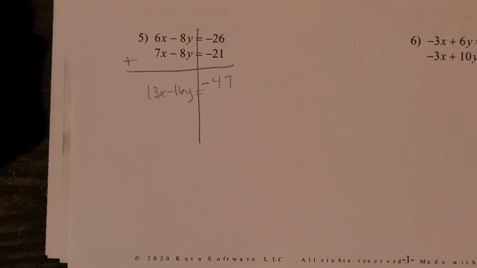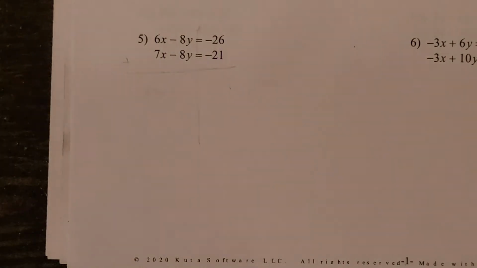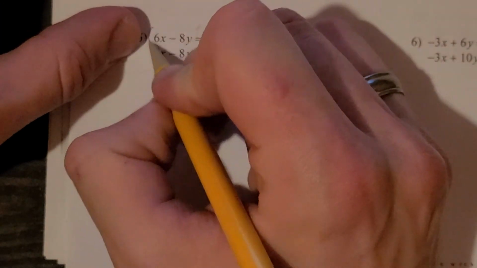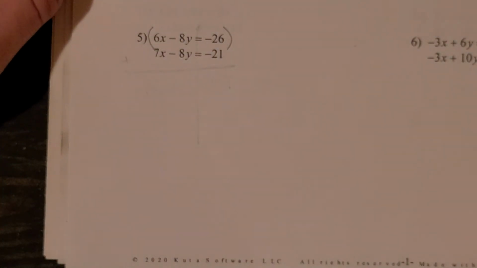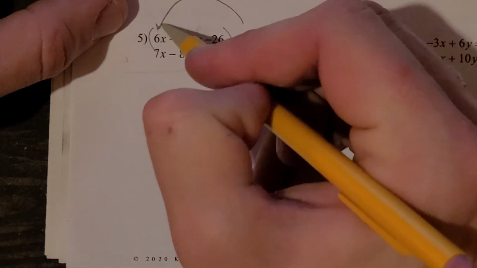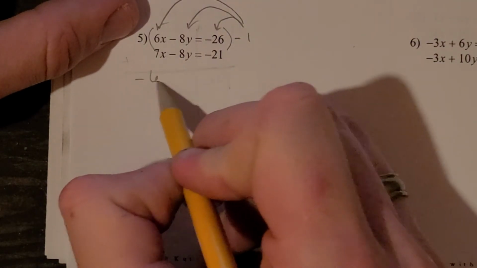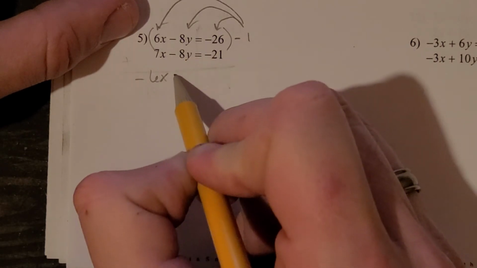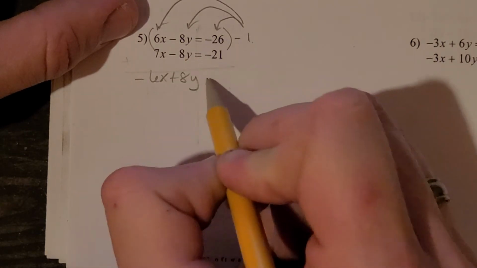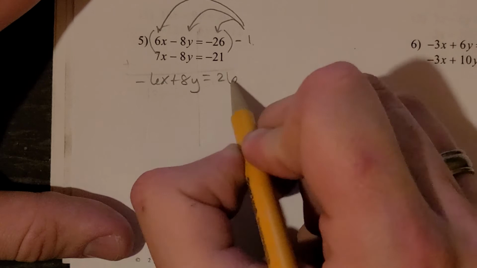Great. Wait. Nothing canceled. Shoot. Did we do something wrong? Yes. We have a couple options here. You can try and give up. Not recommended. Or you can use your sick algebra skills to do some manipulation. What if I took this top equation? I'm going to do something else weird. I'm going to multiply this entire top equation by negative 1. It means I'm going to multiply by every term. Negative 1 times 6x is a negative 6x. Negative 1 times negative 8y is positive 8y. Negative 1 times negative 26 is 26. I wrote 22. What am I doing with my life?